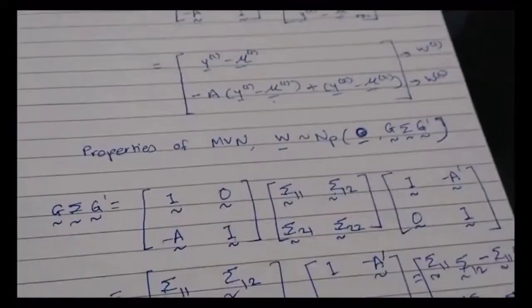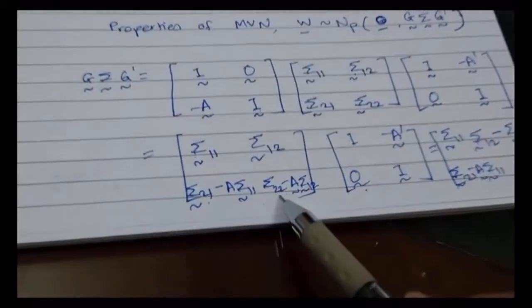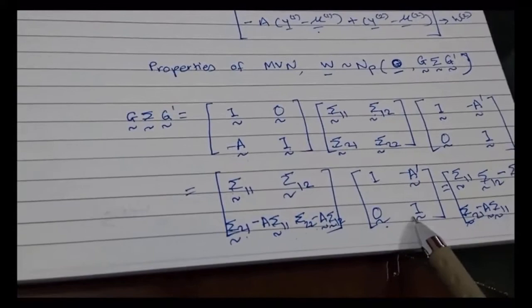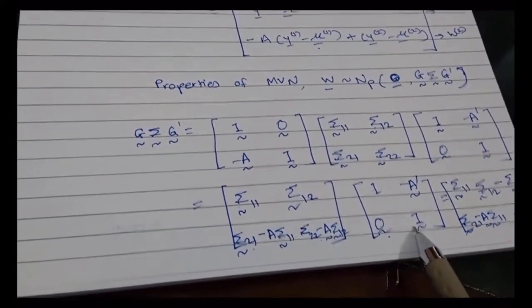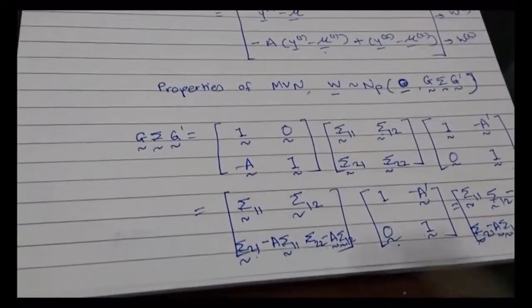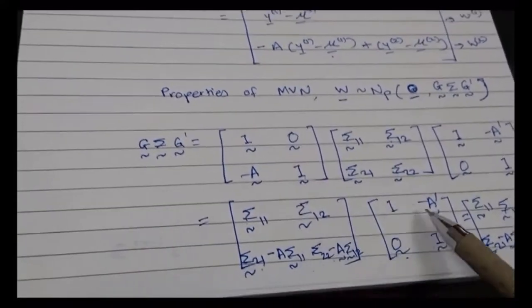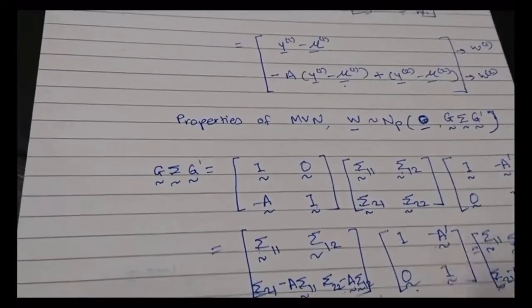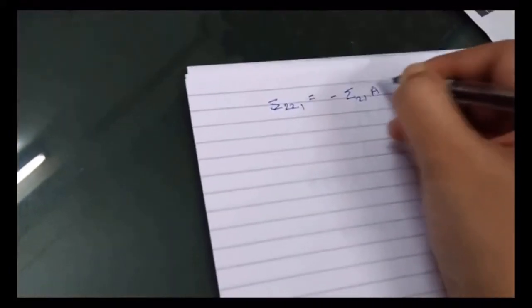So sigma 22.1 is actually going to be, let us go back. So it is going to be this into this. So sigma 22 minus A sigma 12. So I want the final entry, right? So it is going to be this into A prime and then this into I. So this will remain as it is. So sigma 21 minus A prime. So let me write minus sigma 21 A prime.